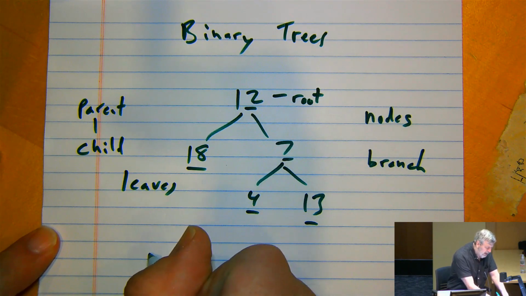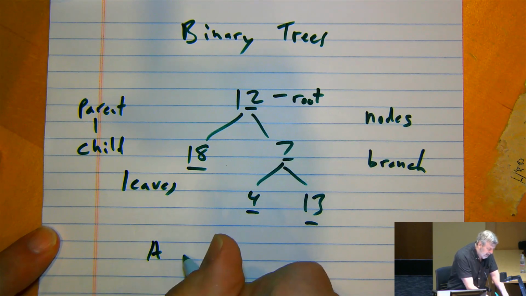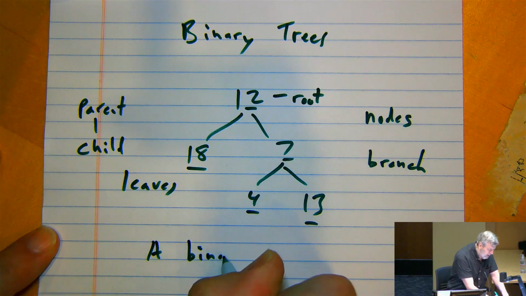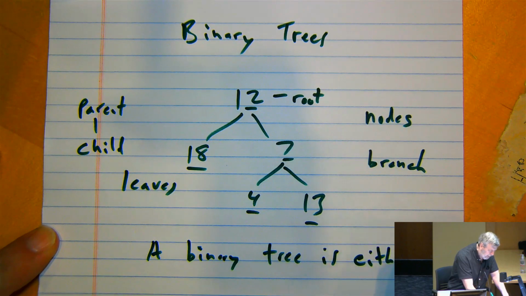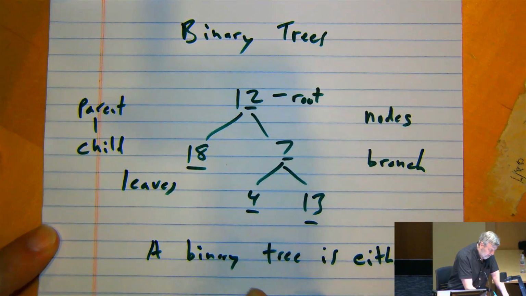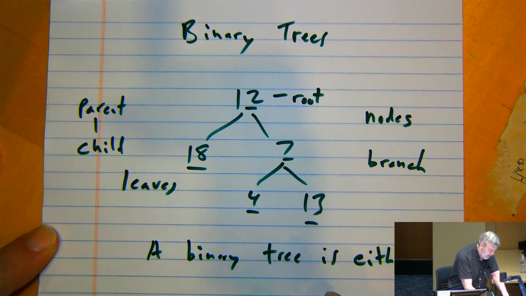But I wanted to then give you a definition that we can work with. So I'm going to say that a binary tree is either an empty tree, so that's one possibility, an empty tree.